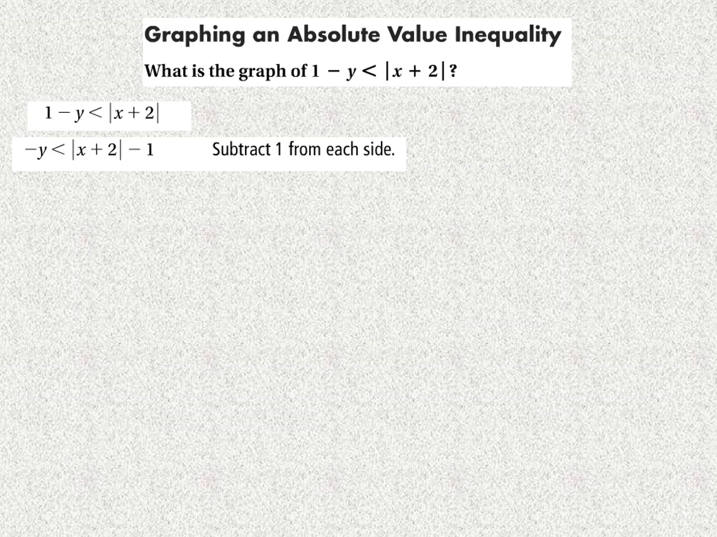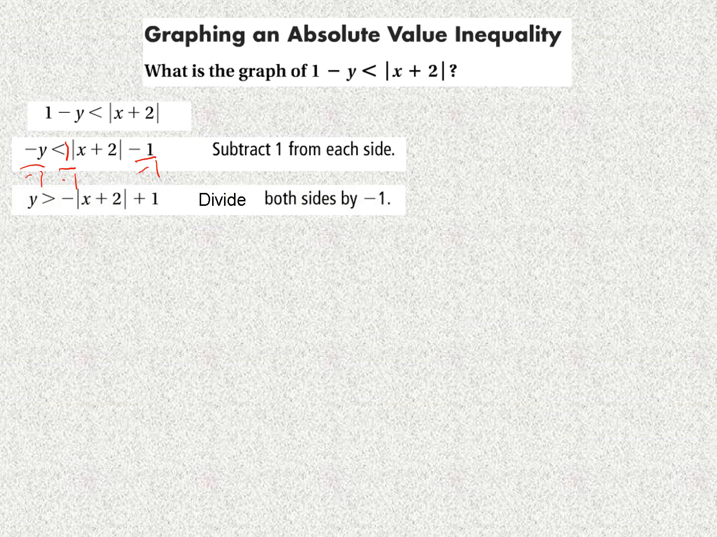Now, y is negative, so we have to divide everything by a negative 1. Remember, there's that imaginary 1 there, and then negative 1. Anytime you multiply or divide by a negative, it flips that inequality. So that gives me y is now greater than the negative of the absolute value of x plus 2, plus 1. Now we're ready to graph.